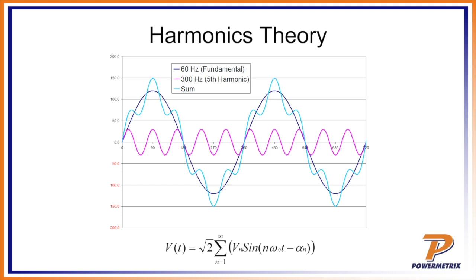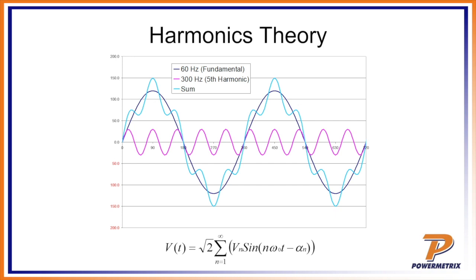If we use a graphical example to make this a little more clear, we start out with a 60 hertz fundamental. That's the dark blue waveform that you see on your screen. That's ideally what you have coming out of the generator when you're generating voltage. If we apply a fifth harmonic, that'd be 300 hertz.